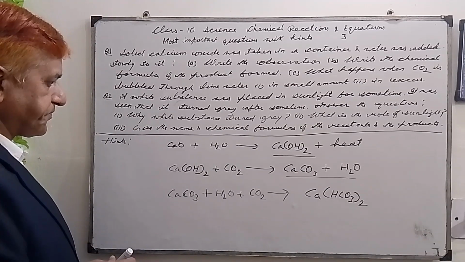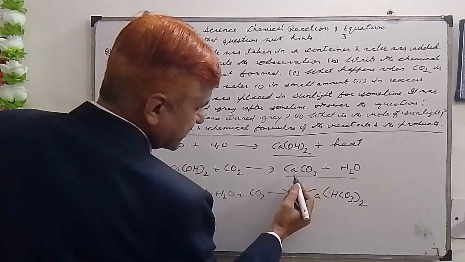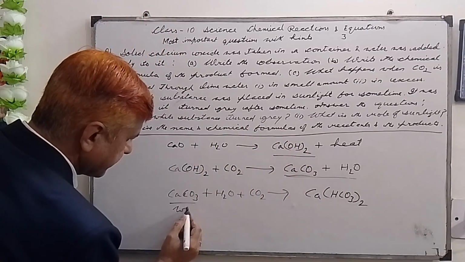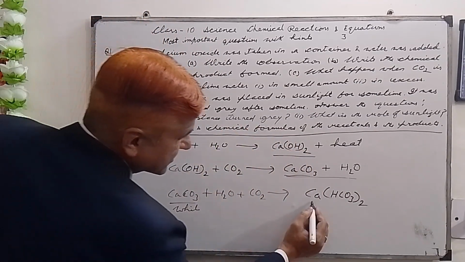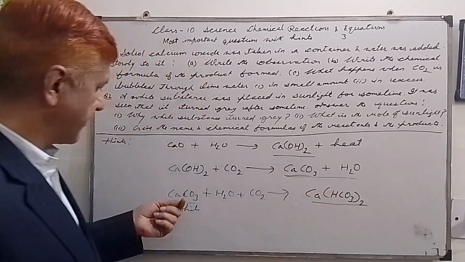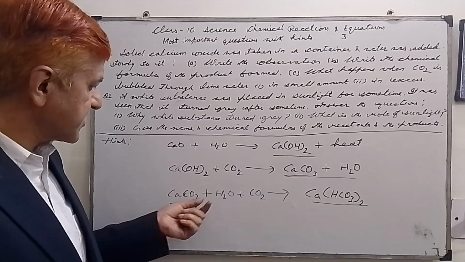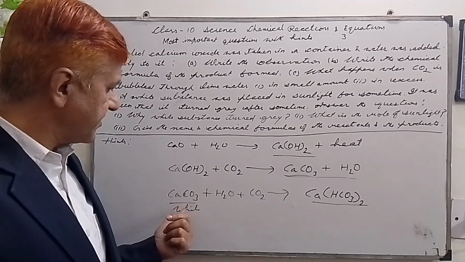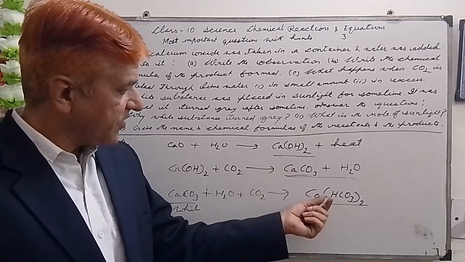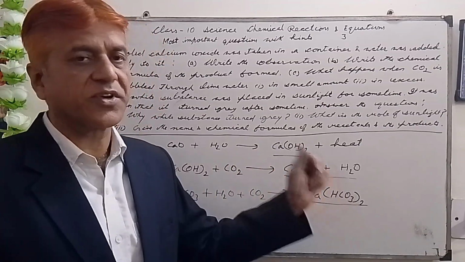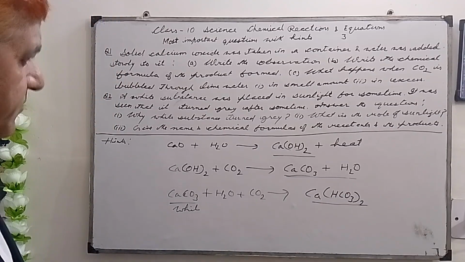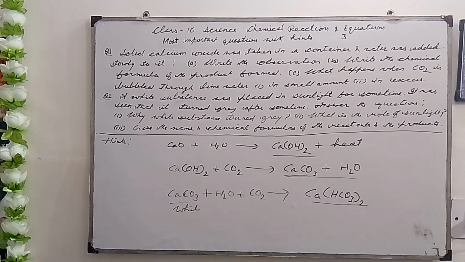Actually let me tell you that this is white in color, and this is colorless. So when carbon dioxide gas is passed through lime water in excess, then the white color disappears with the formation of calcium hydrogen carbonate. So this is the answer of question number 1. Now we have question number 2.